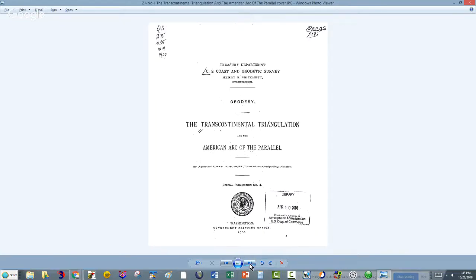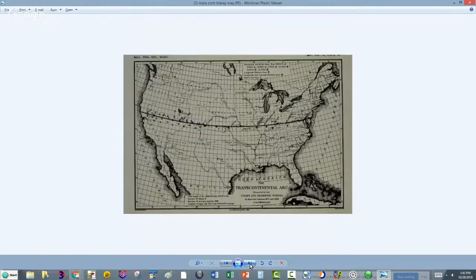So speaking of triangulation, this is a pretty amazing book talking about the transcontinental triangulation in the American arc of the parallel. This was published in 1900. It's about 3 inches thick. I managed to get a copy of it. I found it from a used book trader. It was in France, and I paid very little for it, and I'm very happy to have it. Here's a map showing you this transcontinental arc of triangulation that they measured across the country from Cape May, New Jersey, all the way over to Northern California.